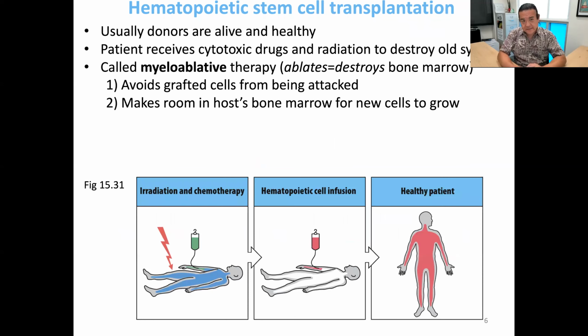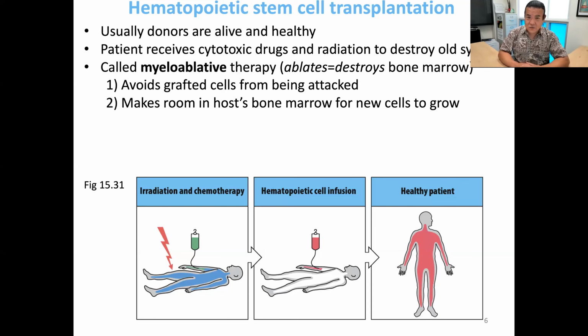So let's look at this. So hematopoietic stem cell transplants, in these cases, usually the donor is going to be alive and healthy, right? And then they donate things like stem cells. Right? So the patient, on the other hand, has to undergo a very arduous, very dangerous process. First, the patient receives cytotoxic drugs and radiation to, in a blanket kind of way, destroy or erase their existing defective immune system.